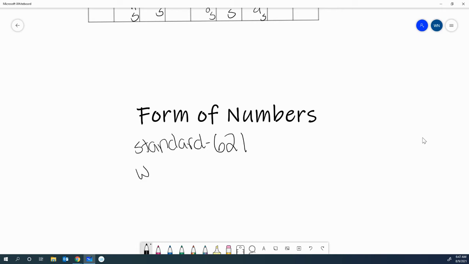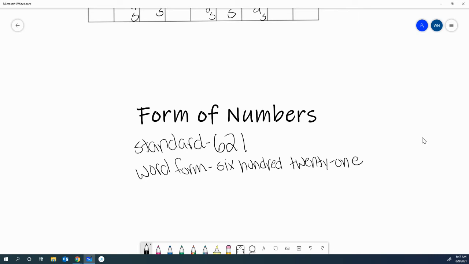Then you've got your word form. Everybody loves word form. You've got to write it all out. So I would write 621. And make sure whenever you do something like 21 or 32, you have that hyphen in there.